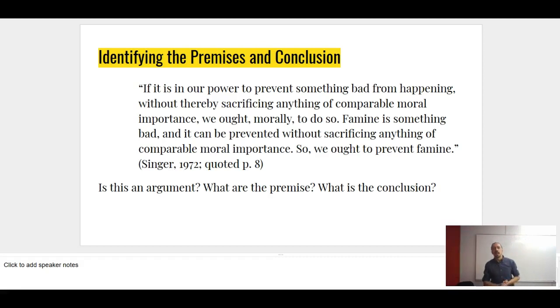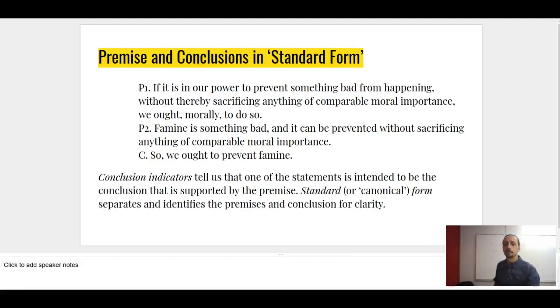So, how do we identify premises and conclusion in an argument? Let's read this passage from Peter Singer, quoted again in For All X. Singer says, if it is in our power to prevent something bad from happening, without thereby sacrificing anything of comparable moral importance, we ought morally to do so. Famine is something bad, and it can be prevented without sacrificing anything of comparable moral importance. So we ought to prevent famine. So is this an argument? If so, what are the premises? What is the conclusion?